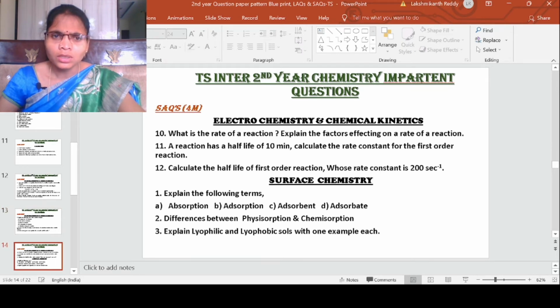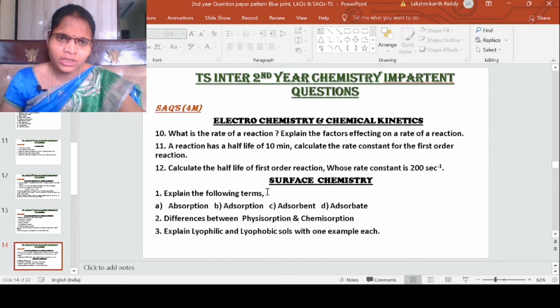Next, what is the rate of a reaction? Explain the factors affecting the rate of reaction. This is a half-life problem. So this is also a half-life problem. Here half-life is given, but here K is given. Okay. So by using half-life value, K is equal to 0.693 by T half. By using this formula, we can calculate T half from K.